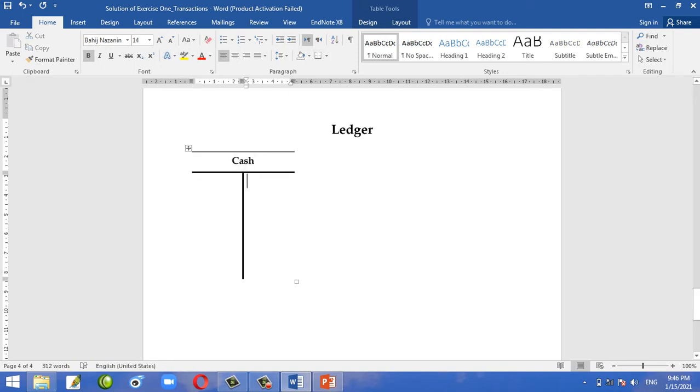I will bold it. So I have written cash, that is, for example, first cash. We have to record all the debit sides of the cash here and the credit sides of the cash here.